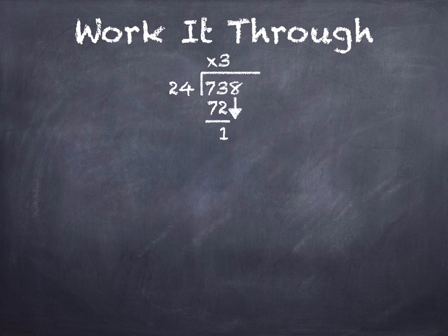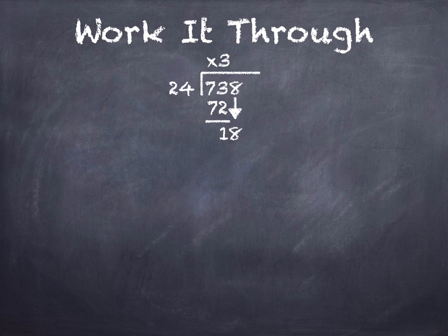So I bring down my 8. So I have one group of 10, which is 10 ones, plus the 8 ones I already have. Now I have 18 ones, and I still don't have enough ones to split into 24 groups.